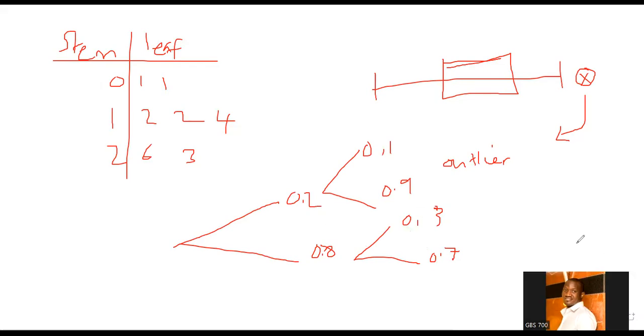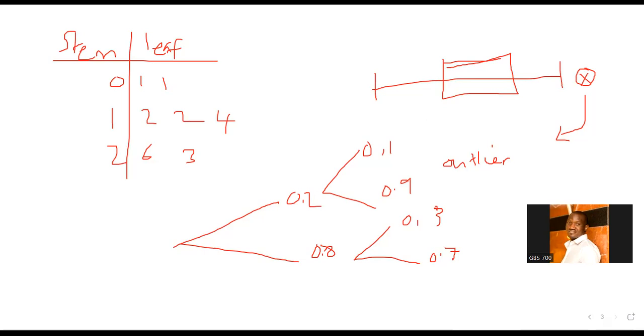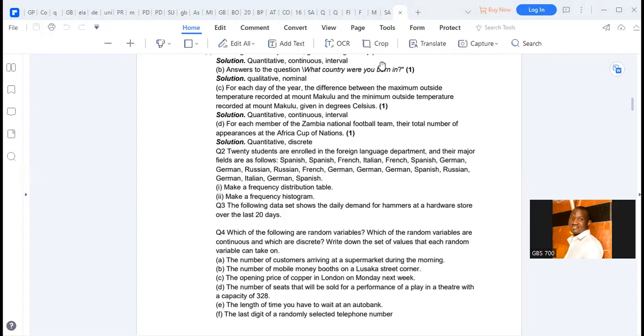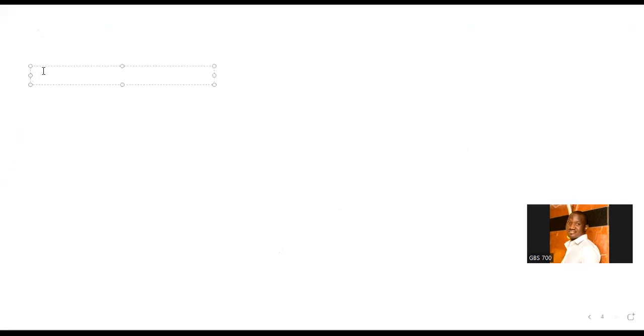So now let's get to serious business. We now get to our question number 2. So we've been given the following data here. We're told that we have foreign language enrolled by 20 students, where we have Spanish, German, French, Russian, and we're being asked to come up with what is called a frequency distribution table, a histogram. So how do we come up with such? We need to summarize our data.